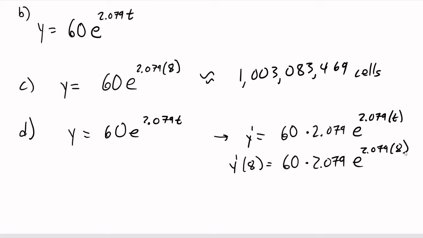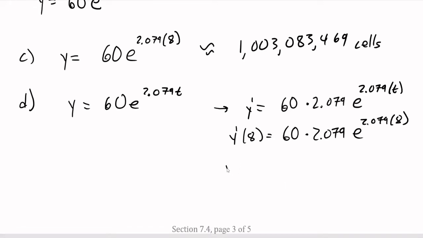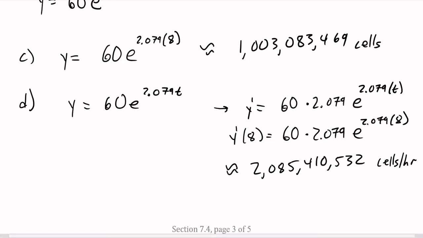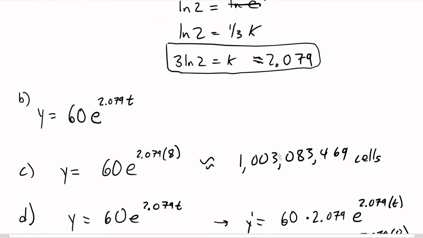So let's multiply this out, and that's going to be about 2,085,410,532 cells per hour. So over 2 billion cells per hour is the growth rate at that point. So fast, okay? We're going quick at that point. It's really ramping up. It's exponential, so of course it is. But we're really, really kicking it into high gear here.